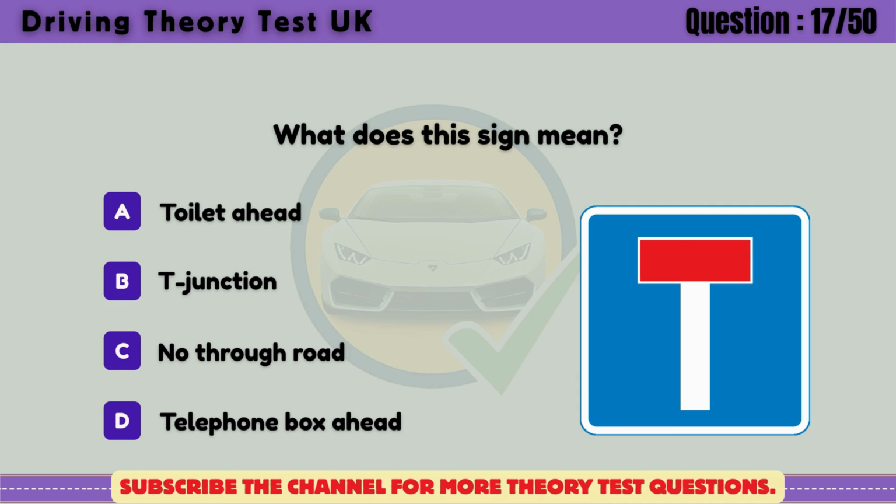Question 17. What does this sign mean? Option A. Toilet ahead. B. T-junction. C. No through road. D. Telephone box ahead.